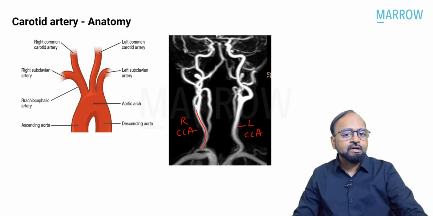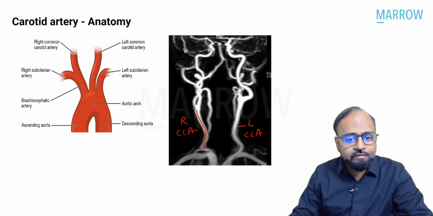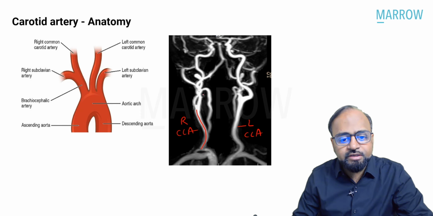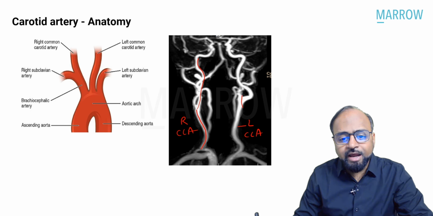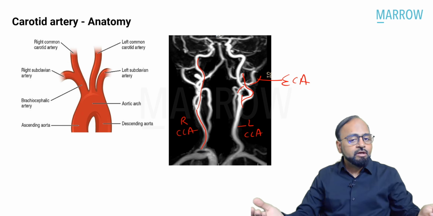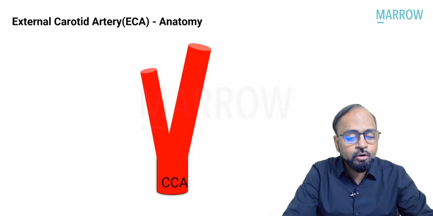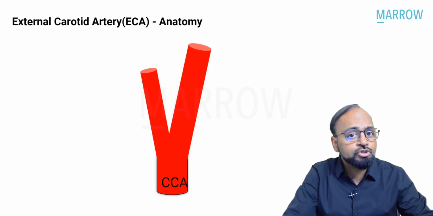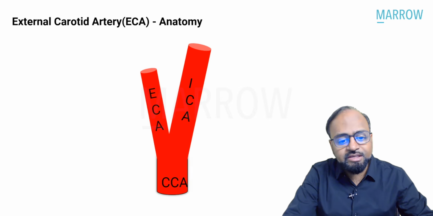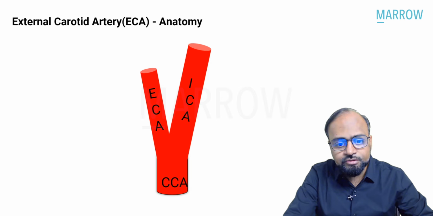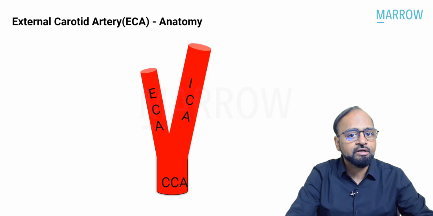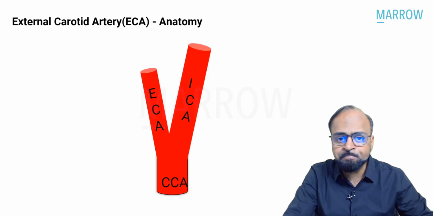Now, the common carotid arteries, at the level of the mid and upper neck, divide into two branches. One is the internal carotid artery, which continues intracranially, and the other is the external carotid artery, which predominantly continues extracranially. The common carotid artery divides into a smaller branch, the external carotid, and a larger branch, the internal carotid. The internal carotid artery is the main artery which is going to supply the brain.